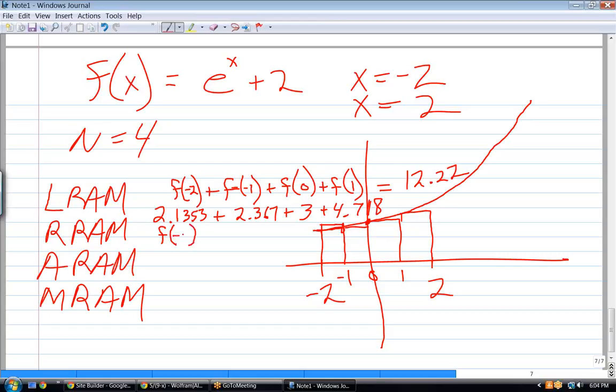F of minus 1. Plus the second rectangle is going to be f of 0 plus f of 1 plus f of 2. Notice that the last rectangle's height is based on the right part of the graph. So this point right there is f of 2.